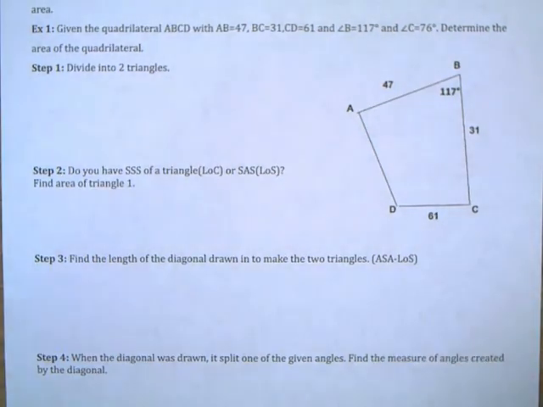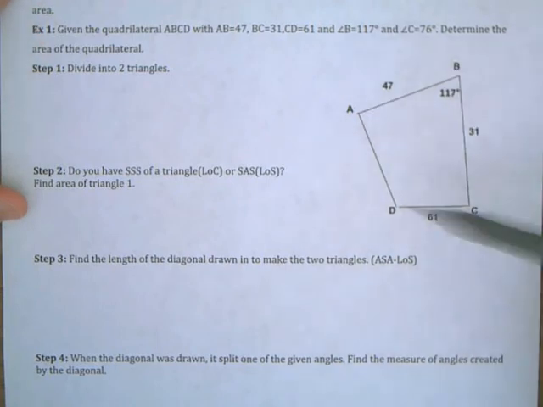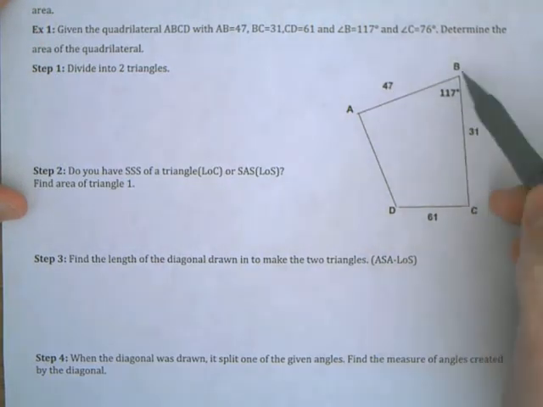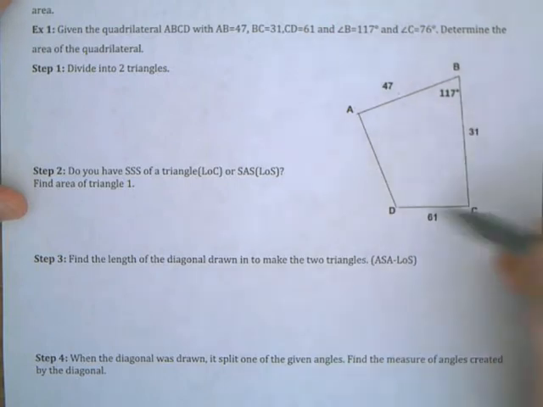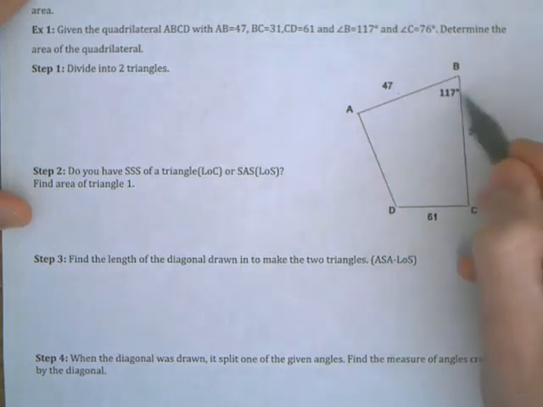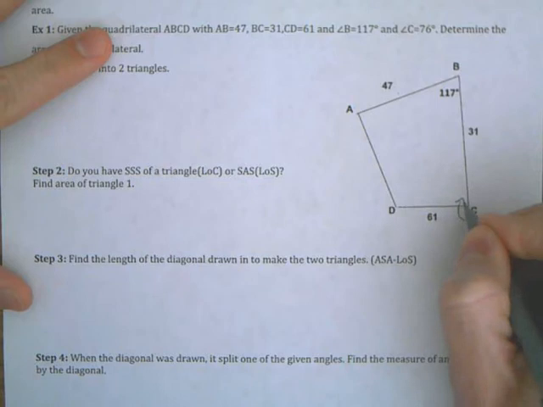But the first thing we need to do is analyze our shape. So we've got this quadrilateral, 4 sides, A, B, C, D, where AB is 47, BC is 31, CD is 61, and angle B is 117, and angle C is 76. It wasn't in our picture, but we'll write it right here. And if they didn't give you a picture, you should be able to draw a picture with this information, okay?